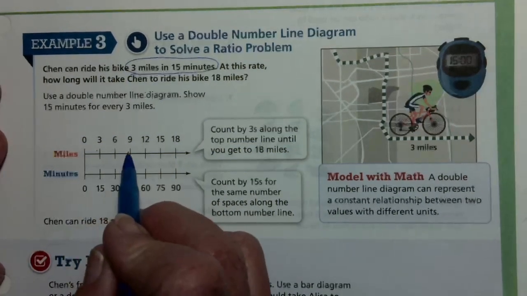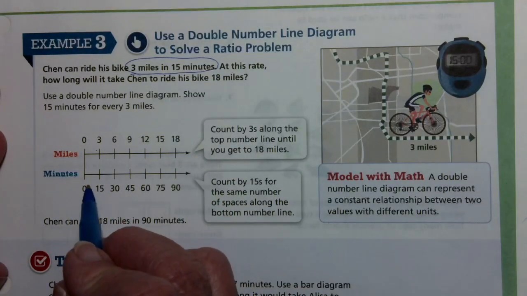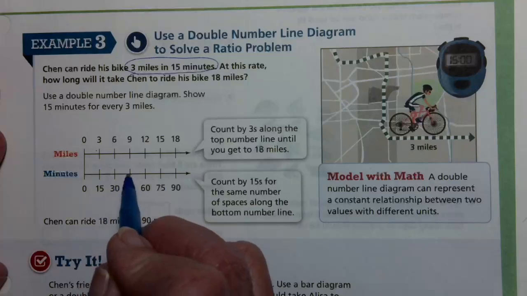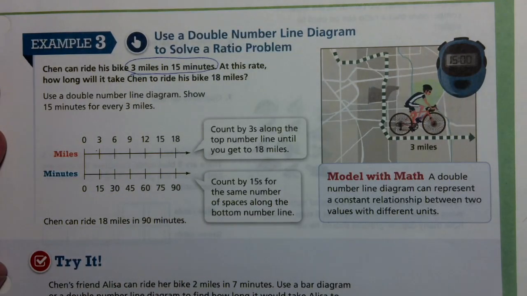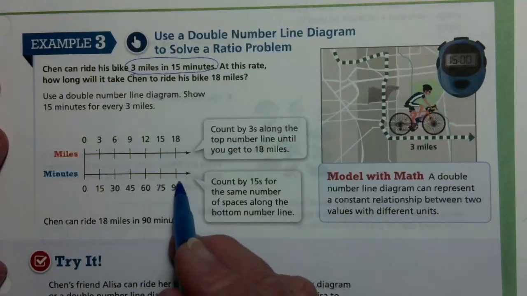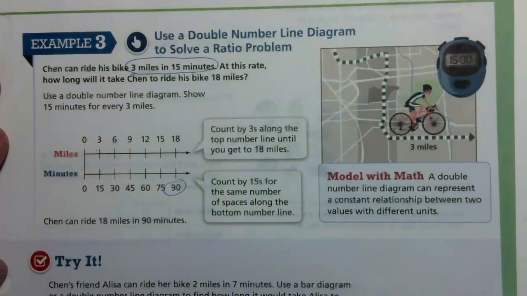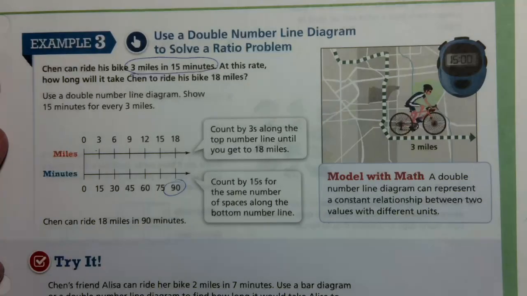0, 3, 6, 9, 12, 15, 18. And then down here, we're going to break this into 15 minutes. 15 minutes, 30 minutes, 45 minutes, an hour. 15 minutes, 30 minutes, and we could keep going. But we want to know, at this rate, how long will it take Chin to ride his bike 18 miles? 18 miles. Well, we come to 18. We come down here. It's going to take 90 minutes. Okay? Now let's do the math.